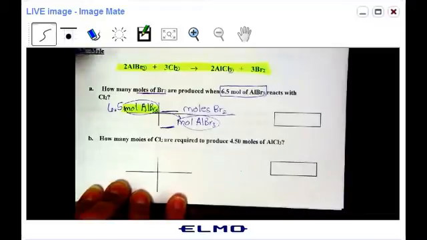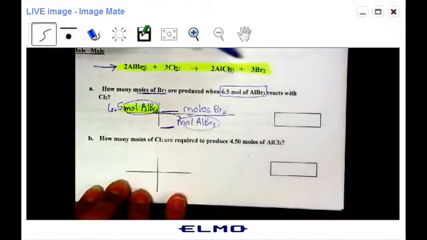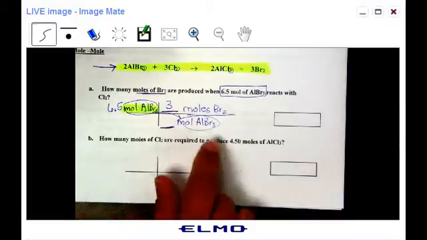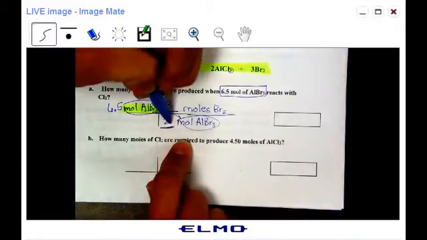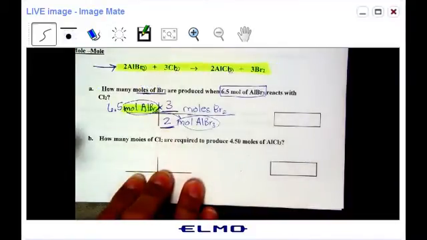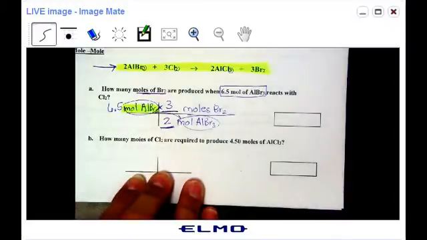The coefficients, you will refer back to the original equation. What is the coefficient of Br2? Here's Br2. I would put a 3. What is the coefficient of AlBr3? I look at the equation up here. The coefficient for AlBr3 is 2. Anything side to side, you multiply. You'll take 6.5 times 3 in your calculator.